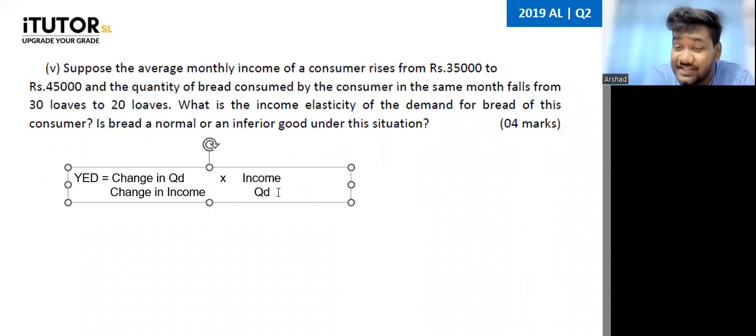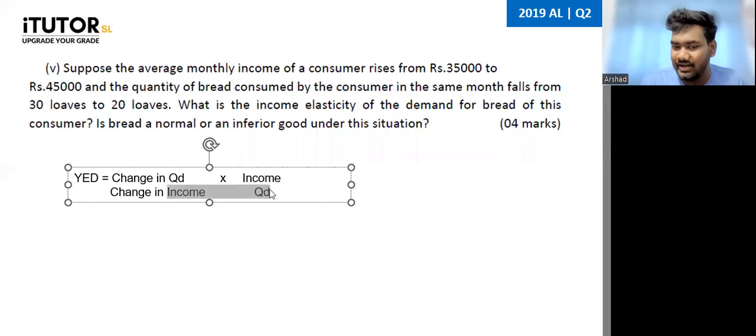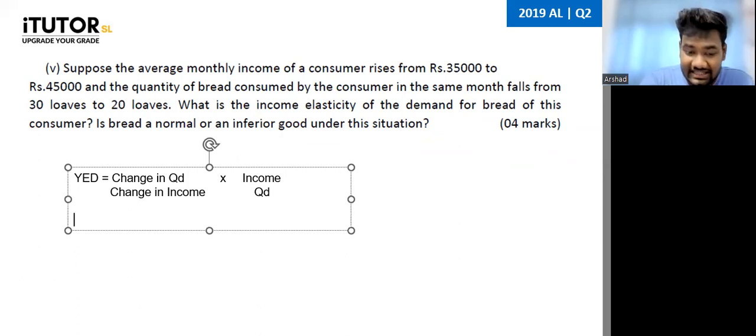So in that kind of a situation, you can take the average income and the average quantity demanded. If the question clearly says find YED at the income level of 45,000, then you take 45,000 as income, 30 as the loaves of bread. If they say find YED at the level of 45,000, then you take 45,000 and 20. That is fine. But here they have not given us that. So since they have not given us that, what can we do? Take the average.